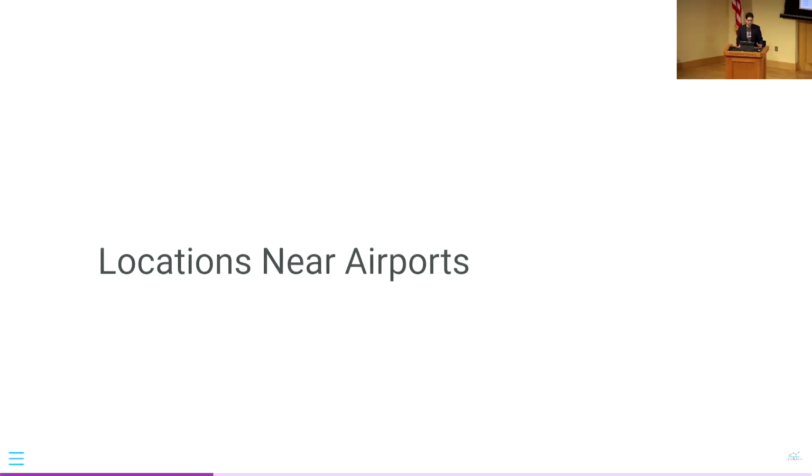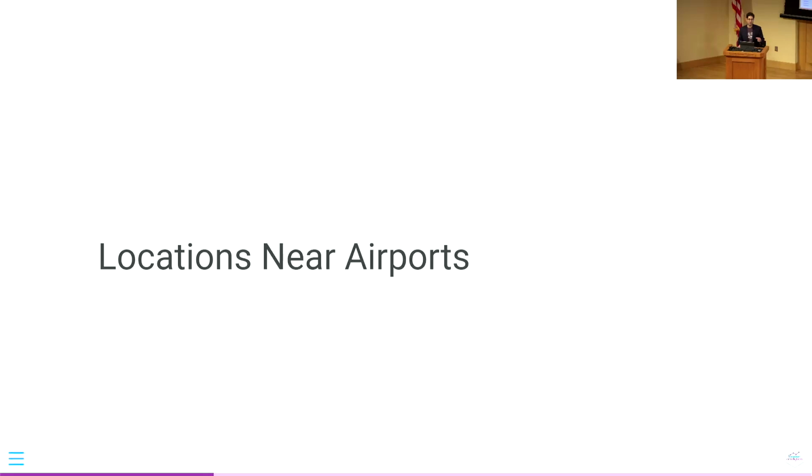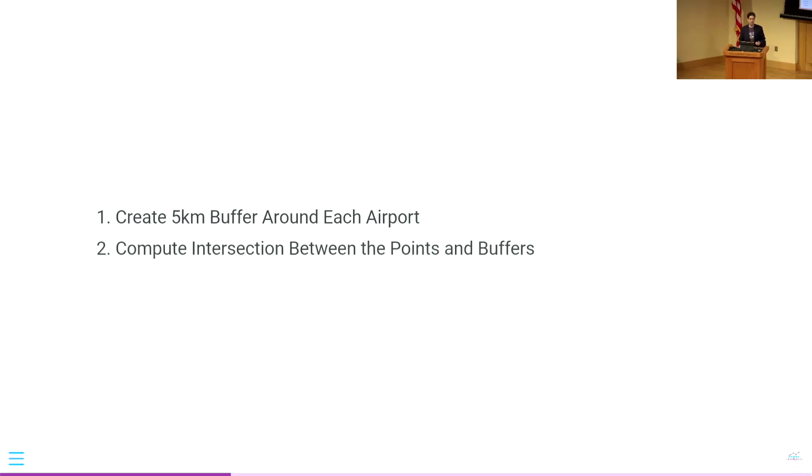Our goal is going to be to find, of those location data points, which ones are near airports, near being defined as 5 kilometers. So the process is roughly going to be create a 5-kilometer buffer around each airport polygon, compute the intersection between the points and those buffers, and just collect those points in that intersection.